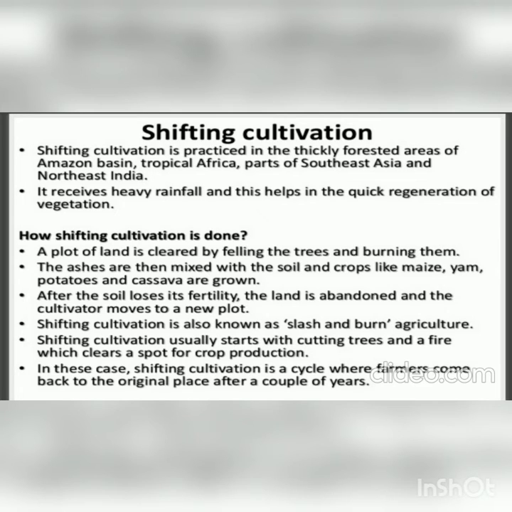How is shifting cultivation done? A plot of land is cleared by felling the trees and burning them. The ashes are then mixed with the soil and crops like maize, yam, potato are grown. After the soil loses its fertility, the land is abandoned and the cultivators move to a new plot. Shifting cultivation is also known as slash and burn agriculture. It usually starts with cutting trees and a fire which clears a spot for crop production. In this case, shifting cultivation is a cycle where the farmer comes back to the original place after a couple of years.